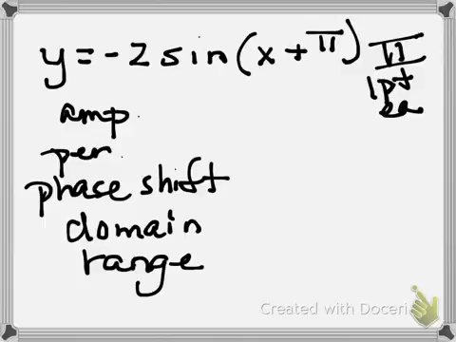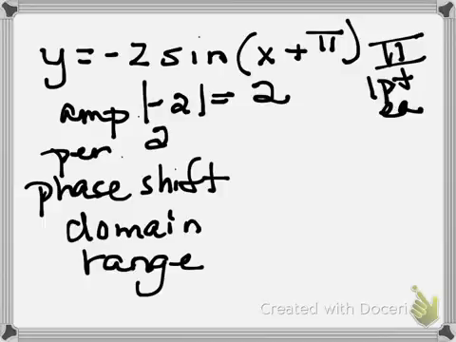First of all, the amplitude is the absolute value of the number in front of the function. So it's equal to the absolute value of -2, or 2. The period you get from the number in front of x. Since the number in front of x is 1, the period is 2 pi. You're going to see one graph between 0 and 2 pi.